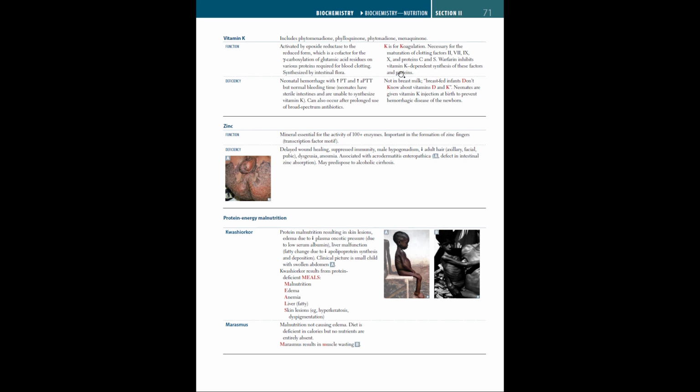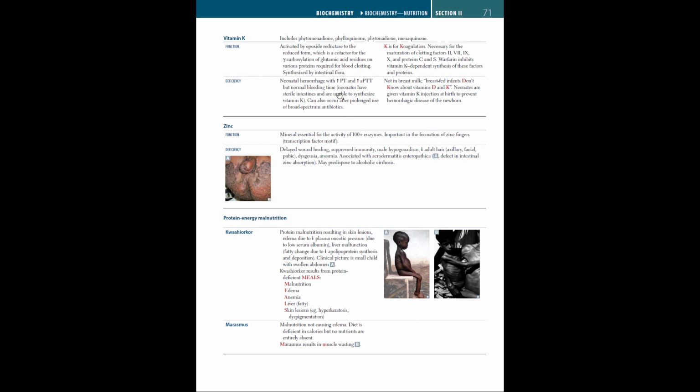Now, a deficiency in vitamin K leads to neonatal hemorrhage, with increased PT and increased aPTT, but normal bleeding times. Now, the reason why vitamin K deficiency happens in neonates is that neonates have sterile intestines and are unable to synthesize vitamin K. Like we said before, vitamin K is synthesized by intestinal flora. Now, vitamin K deficiency can also happen in adults if prolonged use of broad-spectrum antibiotics is used.